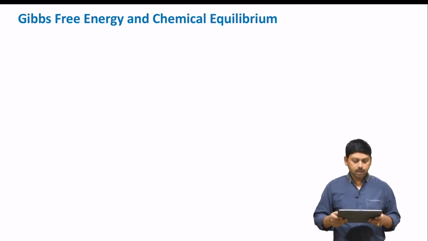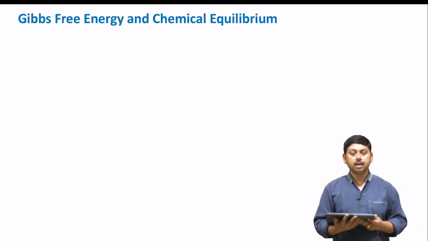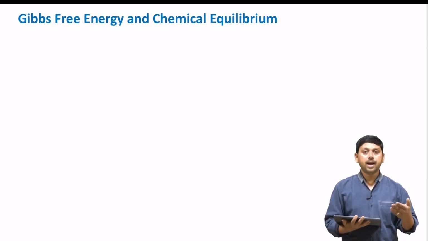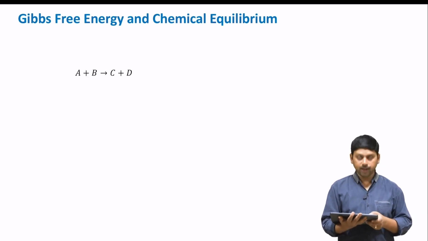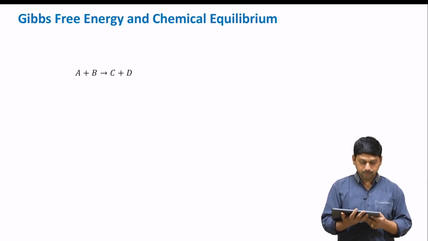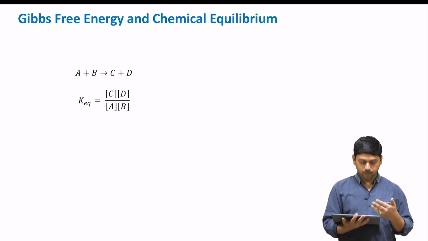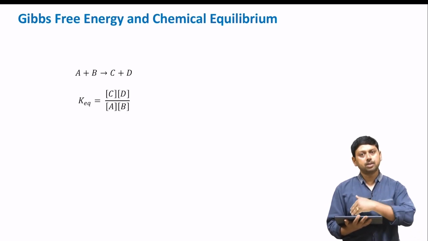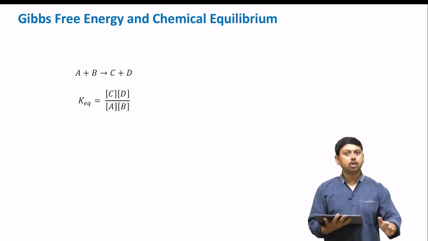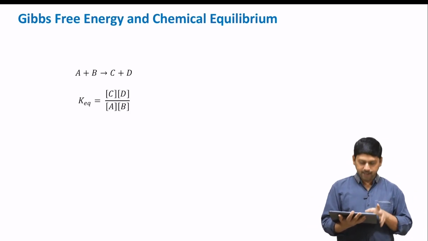Now, let us talk about Gibbs free energy and chemical equilibrium, because Gibbs free energy can also tell you how to obtain the free energy when we are talking about a reaction process. For example, A plus B going to C plus D. Now, we know in equilibrium we can write the concentration of C multiplied by D divided by the concentration of A multiplied by the concentration of B. This is an equilibrium constant. And this equilibrium constant is again governed by free energy.